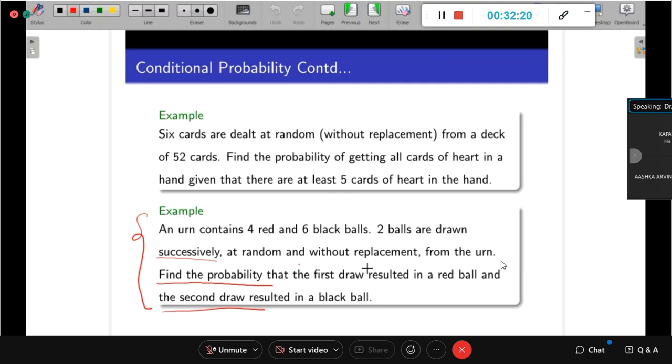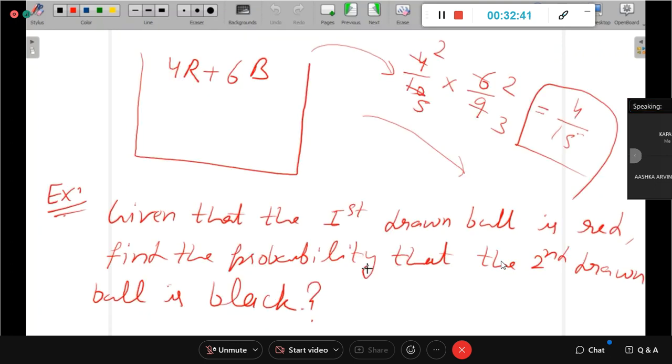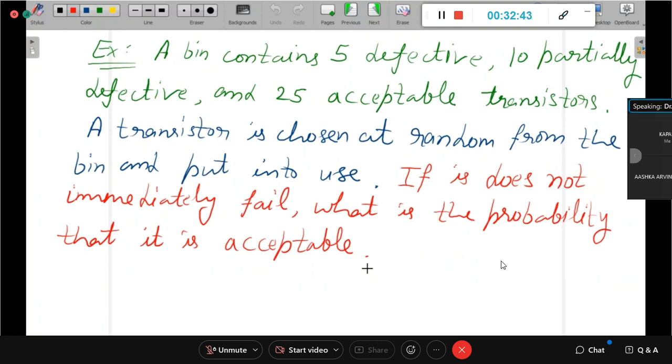So it is not like you have put your hand in the urn, chosen two balls and taken them out straightforward. No, you have taken the first ball, then you have taken the second ball. So there is no C case now. Okay, right. So now let's have one more problem.